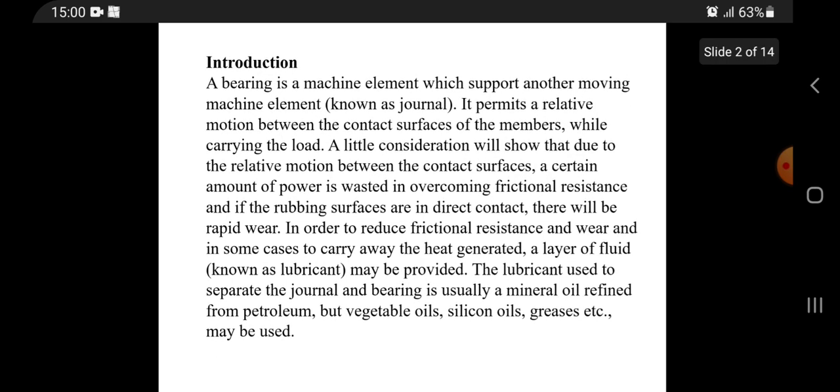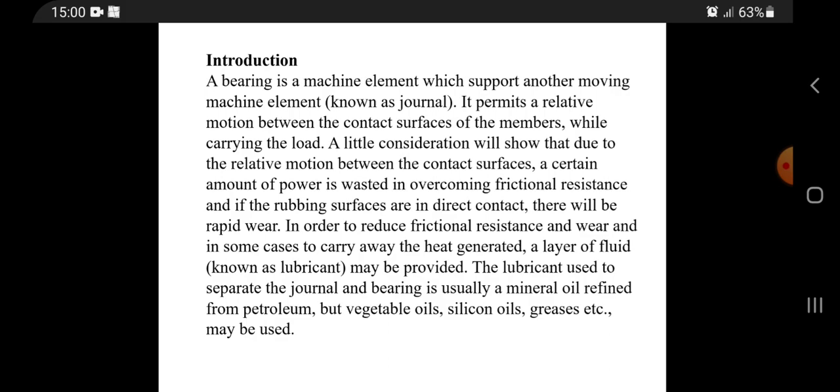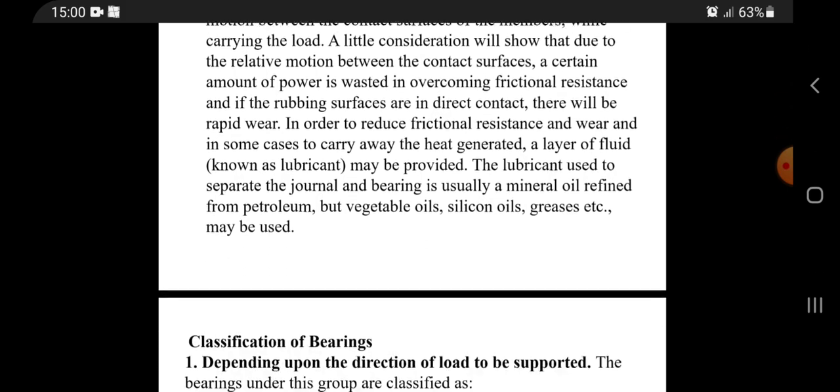wear. In order to reduce the frictional resistance and wear, and in some cases to carry away the heat generated, a layer of fluid may be provided. The lubricant used to separate the journal and bearing is usually a mineral oil refined from petroleum, but vegetable oils, silicone oils, grease, etc. may be used.